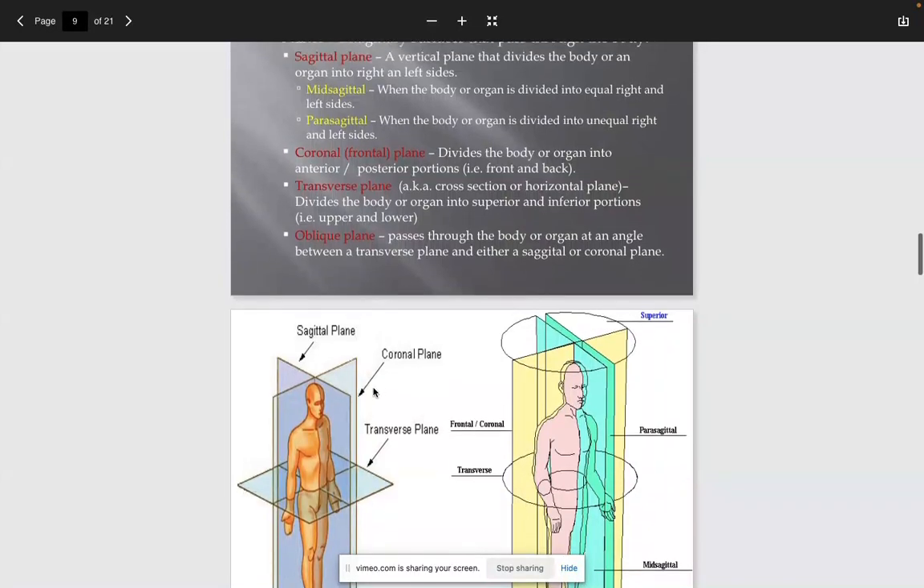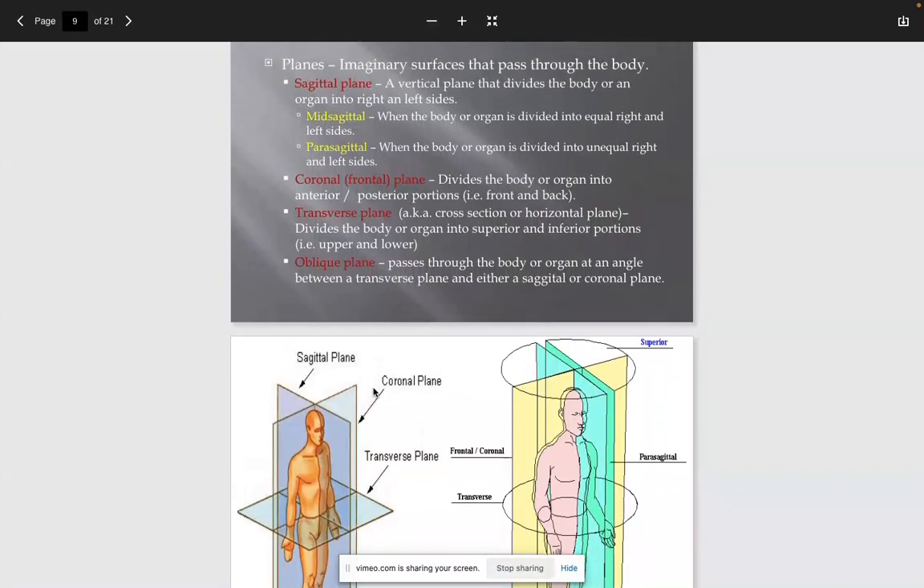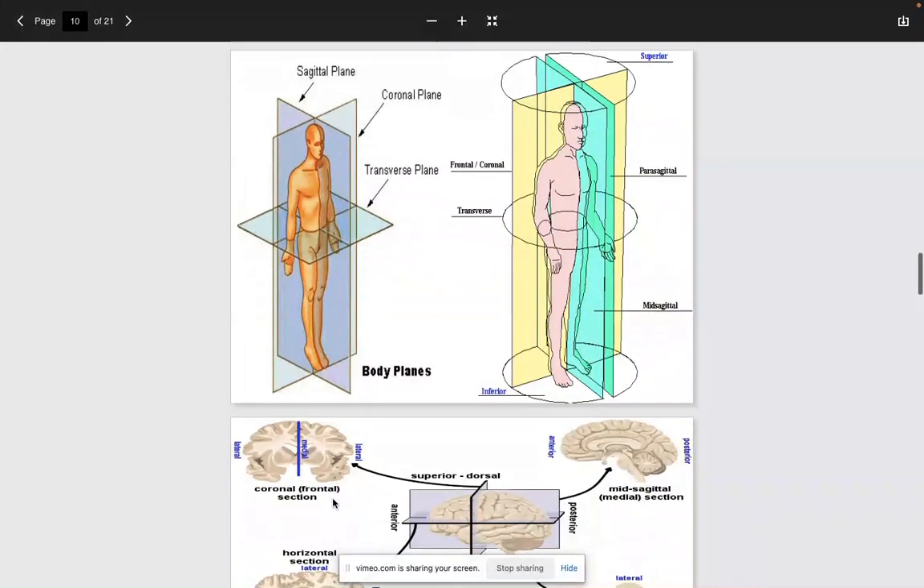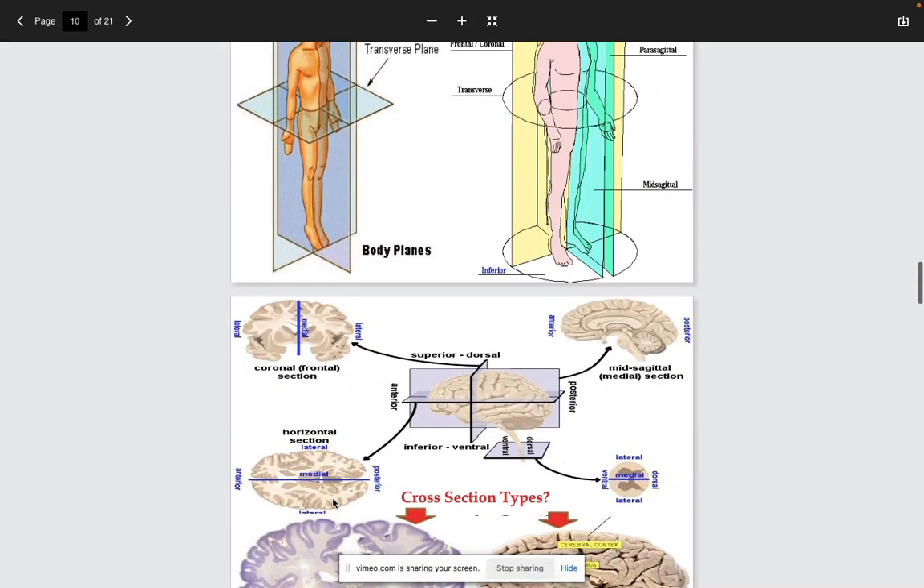The ones I would like for you to be more familiar with are the sagittal, coronal, and transverse. The sagittal is going to divide it into right and left, coronal is going to be anterior and posterior, and the transverse plane is going to be a superior and inferior cut. So again, here you can see the coronal dividing it into an anterior and posterior portion. The transverse is going to be a superior and inferior portion, and then the mid-sagittal is going to be a right and a left.